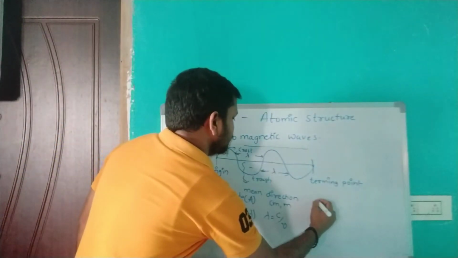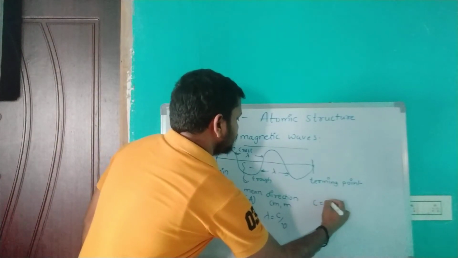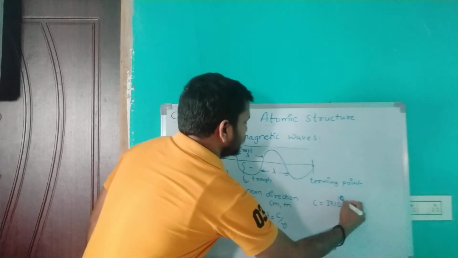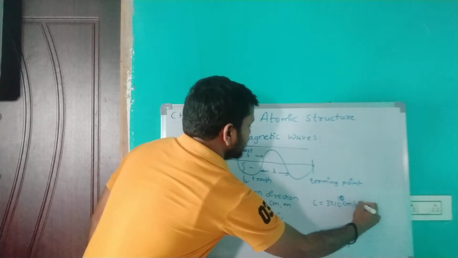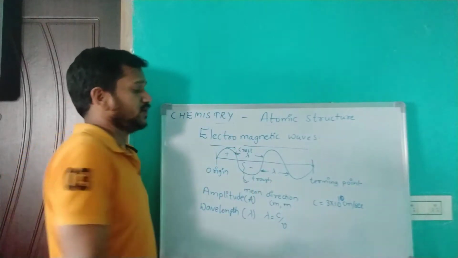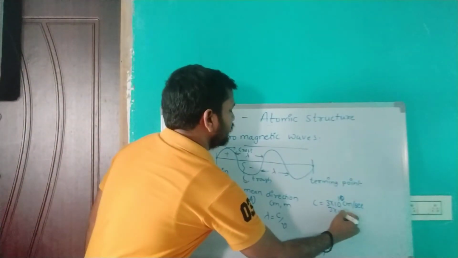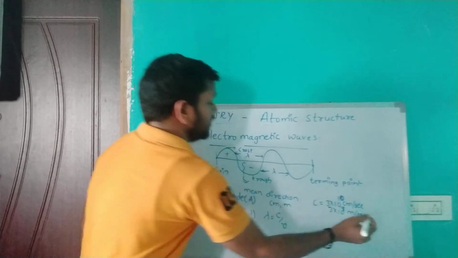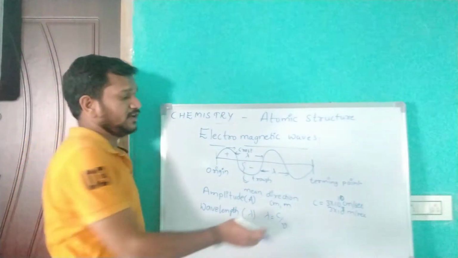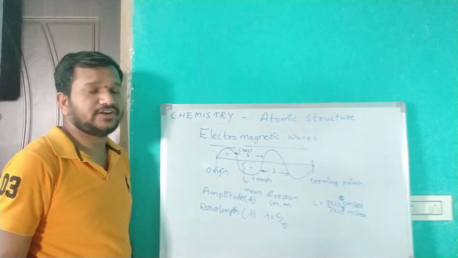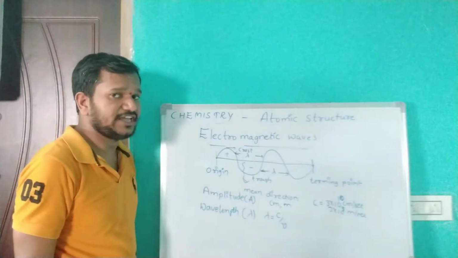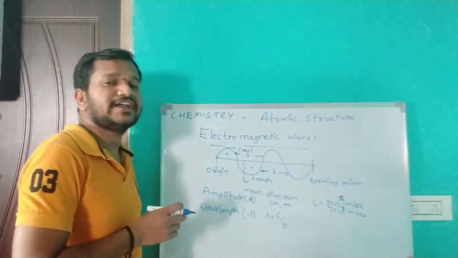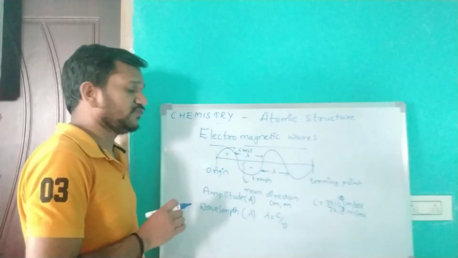Velocity of light c is equal to 3 into 10 to the power of 10 centimeter per second in CGS system, and 3 into 10 to the power of 8 meter per second in MKS system.